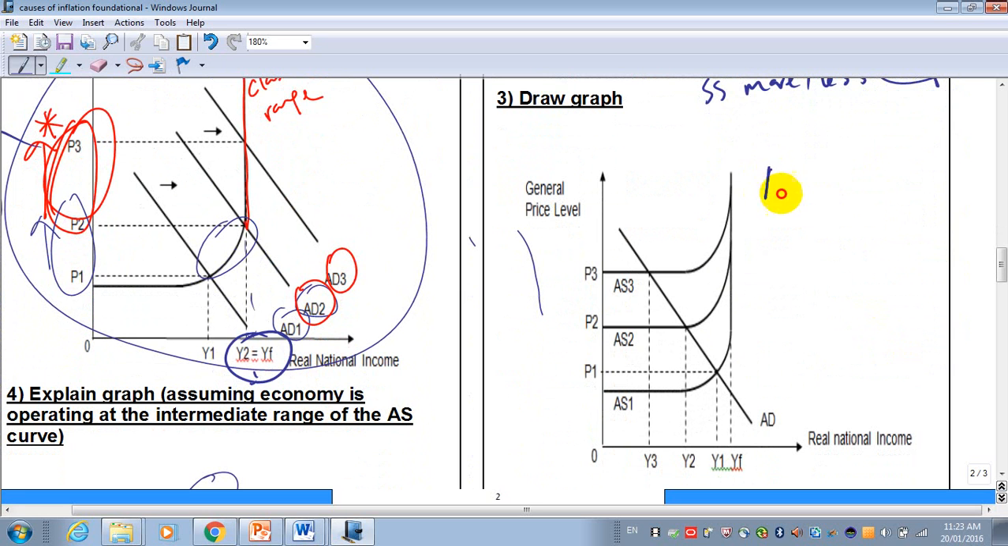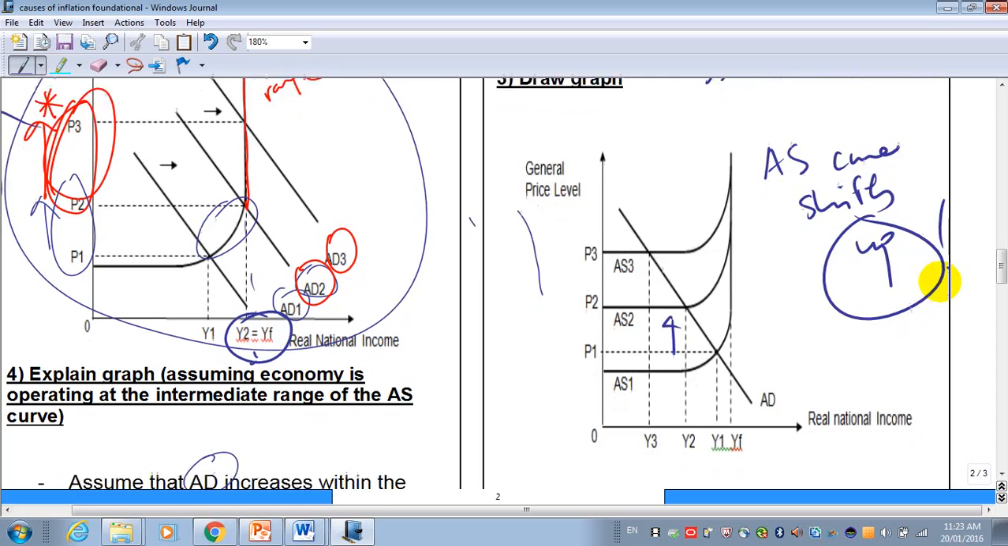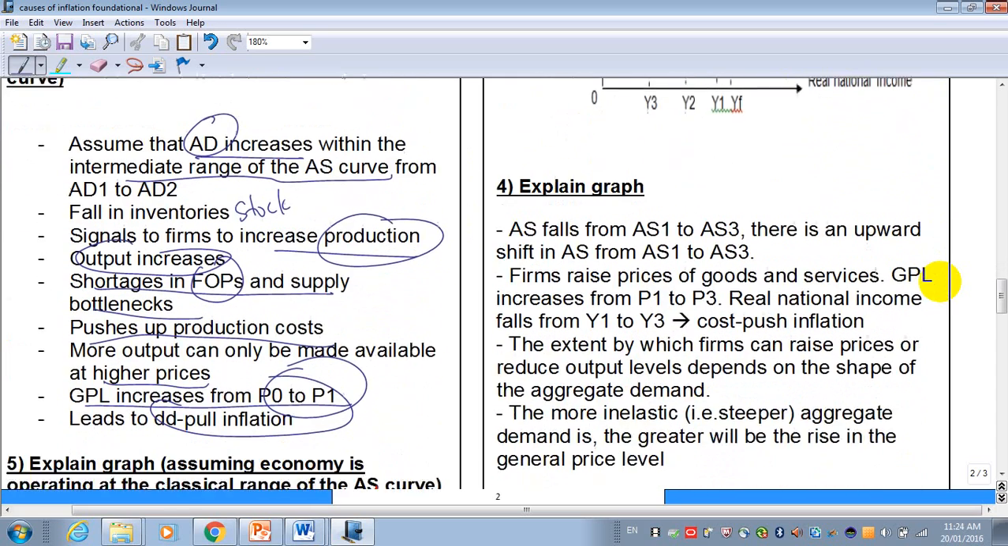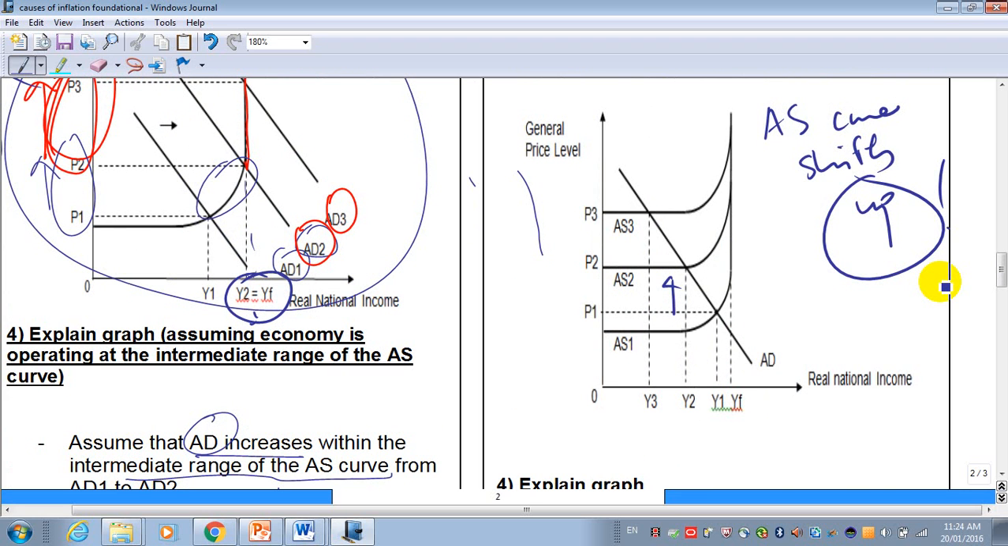Okay, so if you're not comfortable with the usage of word shifting left, you just say that the AS curve shifts up. Can you see that it shifts up? It shifts up. Okay, not right or left, it shifts up. All right, when there is an increase in the COP. All right.